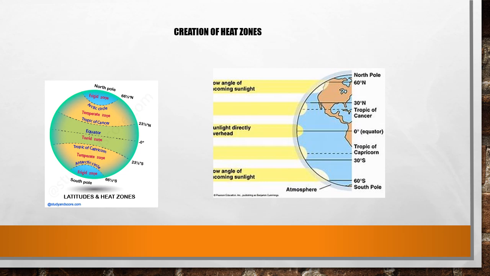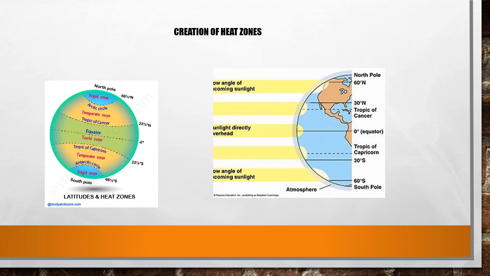The temperate zone or the moderate zone lies between the Tropic of Cancer and the Arctic Circle in the northern hemisphere and the Tropic of Capricorn and the Antarctic Circle in the southern hemisphere. The temperature in this zone is moderate since the rays of the Sun fall at a slanting angle in this region. Then next we have the Frigid Zone. This region extends from the Arctic Circle to the North Pole in the northern hemisphere and the Antarctic Circle to the South Pole in the southern hemisphere.